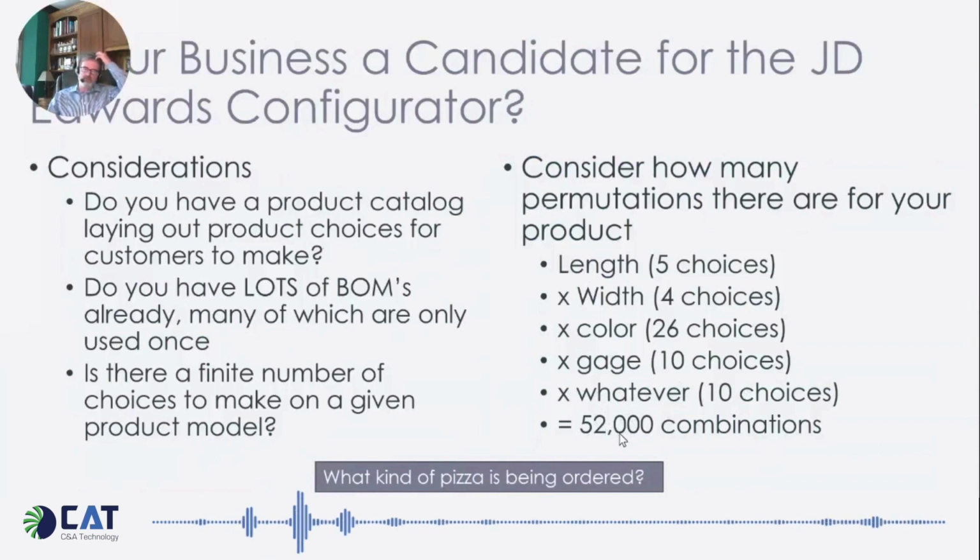So you can see that Medeco had about 25 different product lines, and they had 500,000 combinations per product line. You never want to create all those bills of material, but the configurator can do them on the fly, consistently. It's like what kind of pizza is being ordered. You're not making pizza, I'm sure, but if you're making something with a finite number of choices, you might be a good candidate for the configurator.